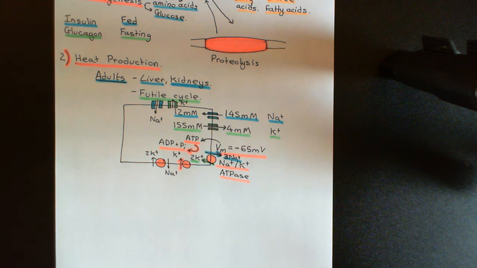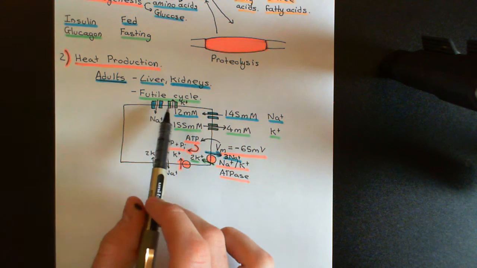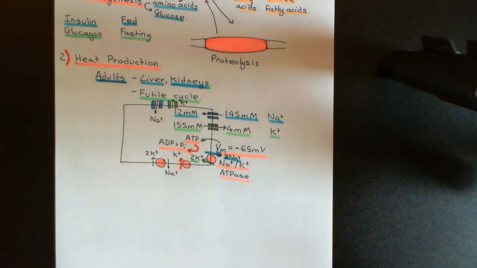So, in liver and kidney cells then, a way that we can cause them to generate more heat is to get them to increase the number of sodium potassium ATPases in their cell membrane, and also increase the number of ion channels in their cell membrane. And this is indeed what T3 and T4 do in liver and kidney cells.